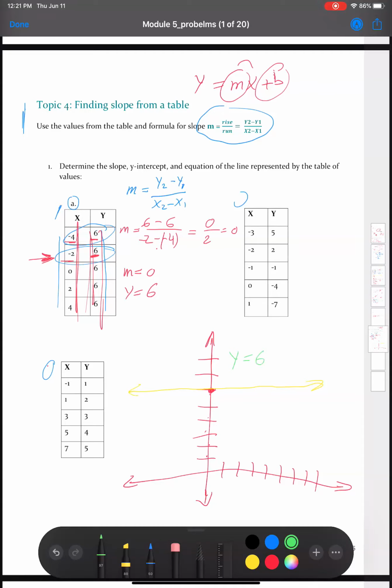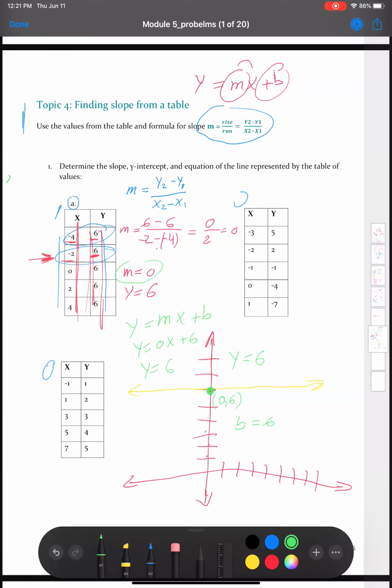As you can see, the line crosses the y-axis at (0, 6). Therefore, our b, or the y-intercept, is 6. And again, if we substitute that in our equation, we know that m is 0, so y equals 0 times x plus 6, because the line is crossing the y-axis at (0, 6). Then we have y equal to 6.